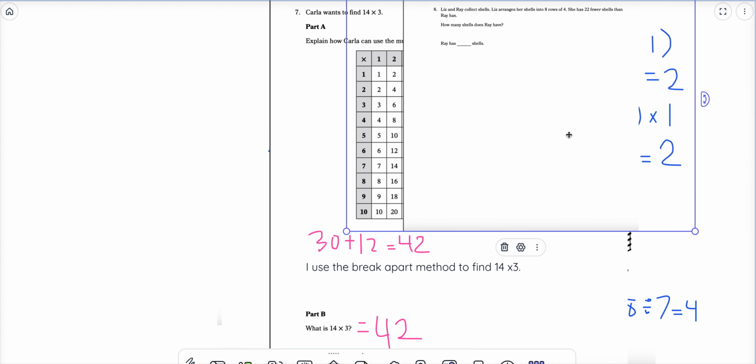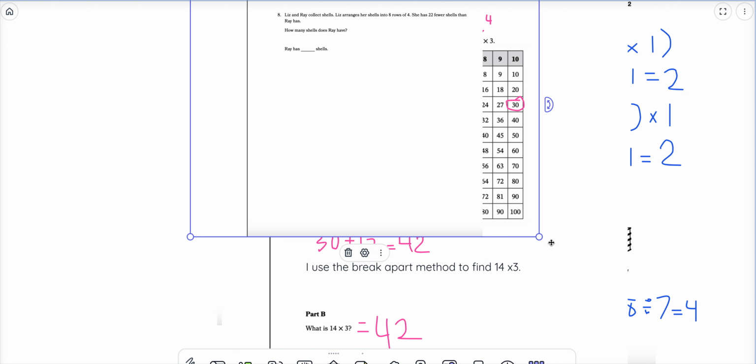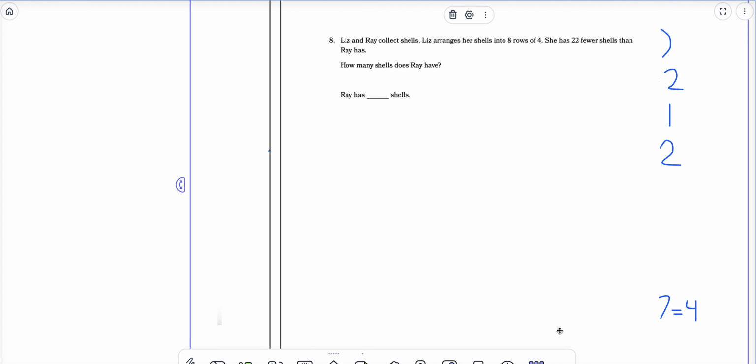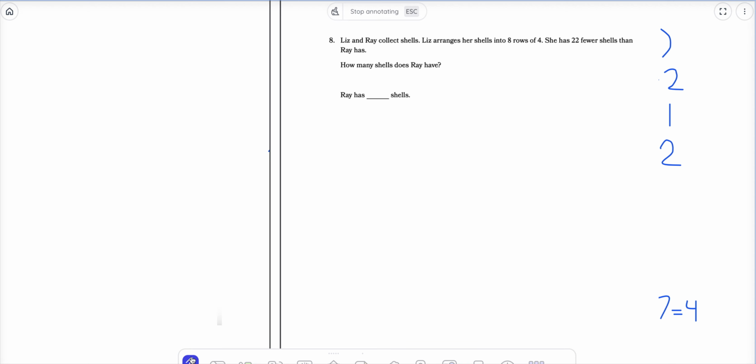Okay. Oh, yes. Your favorites. The word problems. Ray and Liz, or Liz and Ray, sorry, collect shells. Liz arranges hers into 8 rows of 4. She puts hers in 8 rows of 4. And she has 22 fewer than Ray. How many does Ray have?